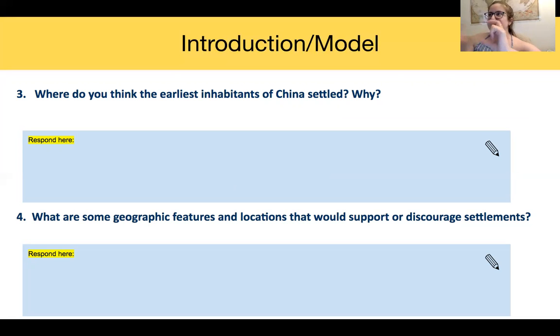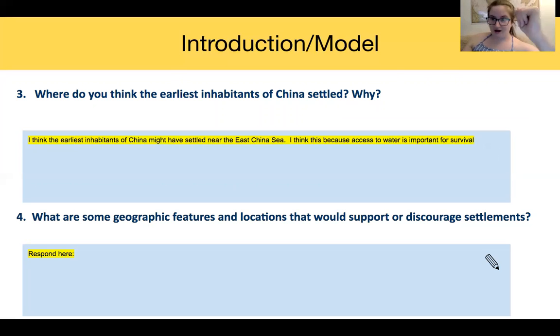So thinking about the different movement of people, where do you think the earliest inhabitants of China settled and why? Here's one thought. I think that the earliest inhabitants of China might have settled near the East China Sea. I think this because access to water is important for survival, so it makes sense that maybe they'd be close. In my opinion, with my claim, I think that they might have settled near water.